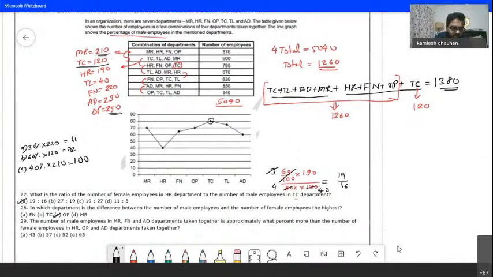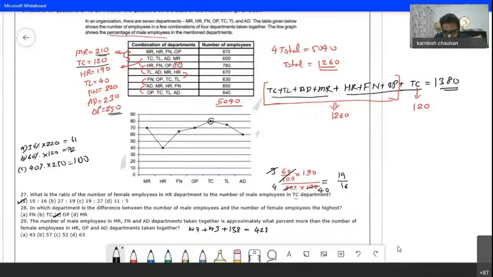Question number 29. The number of male employees in MR, FN, and AD put together. Okay, we have to calculate a lot. MR is 70% of this, so I'll get 147. FN is 65% of 220, so 143. AD department is 60% of this number, 130. If you add all the numbers, 147 plus 143 plus 130, you'll get 420.